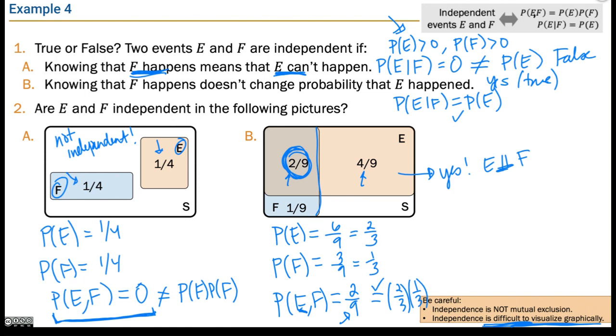That's our ending of this intro to independence. We will be revisiting this idea of independence when we move on to random variables in the future.